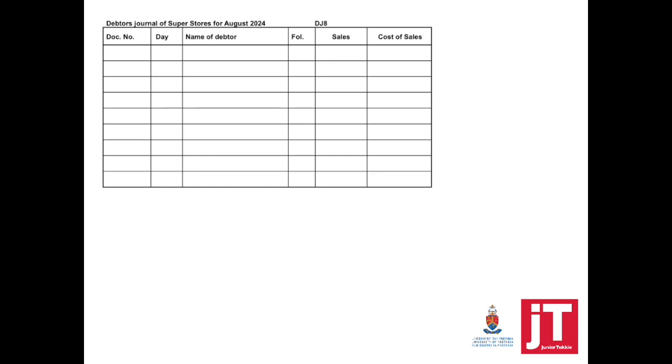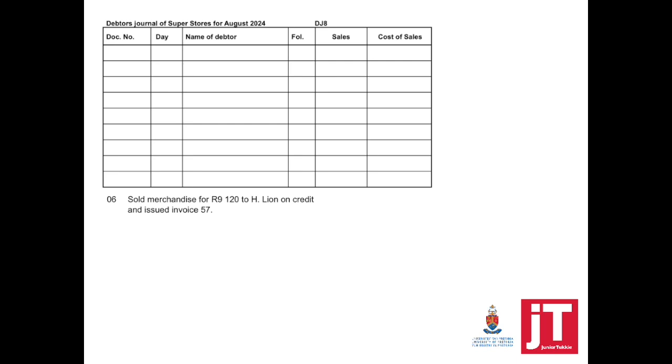Next, we're going to look at the debtors journal for August 2024. All the transactions related to the debtors journal mean that goods were sold on credit, and the source document that we use is the duplicate invoice. The customer gets the original, the business keeps the duplicate.